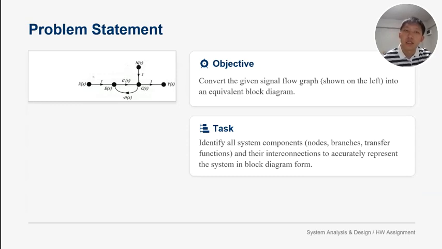The task is straightforward. Convert the signal flow graph provided in the homework into a block diagram. This involves identifying the nodes, branches, and their connections to create an equivalent representation.